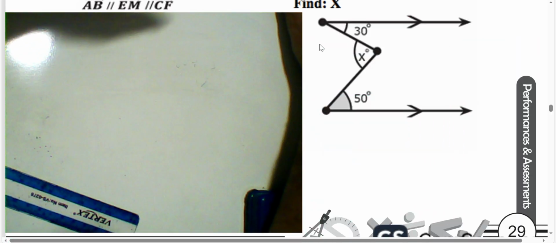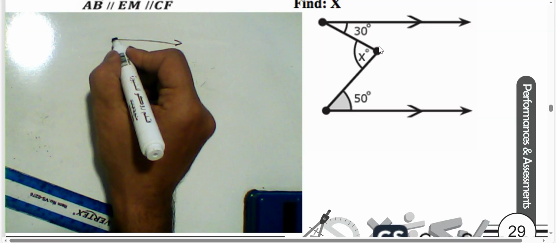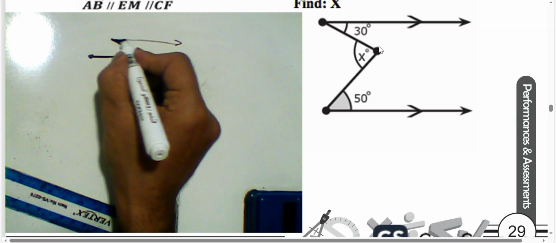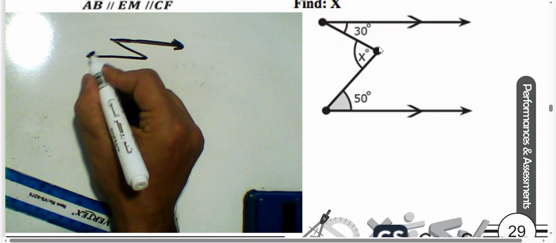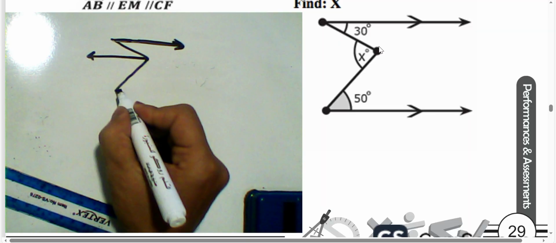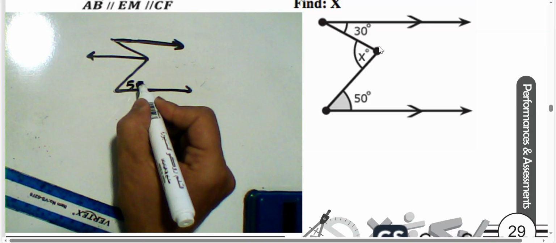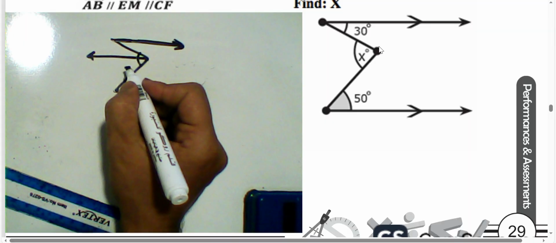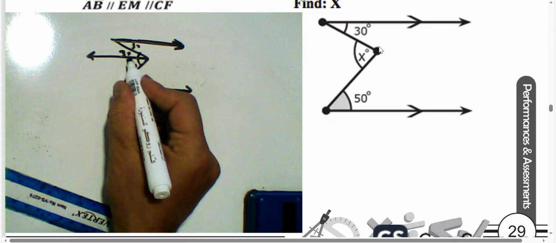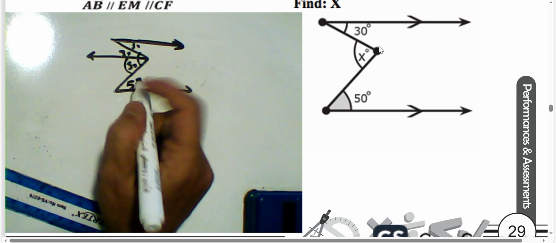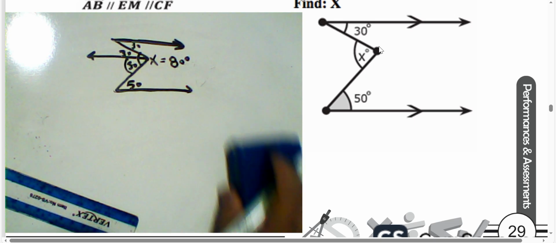Next question, we want to find the measure of angle x. I will do also one step: draw a straight line like this, parallel to up and down. This angle is 50 degrees, and here x is 30. It will be 30 like it, and this will be 50, alternating interior angles, 50 like 50. And the value of x equals 30 plus 50 equals 80 degrees.